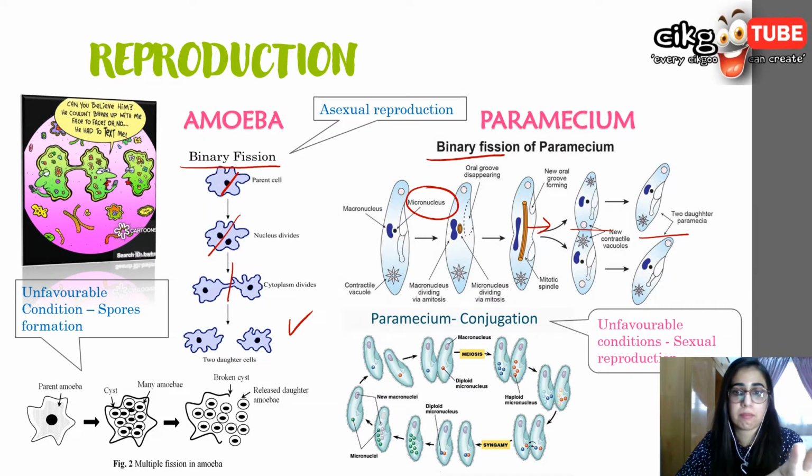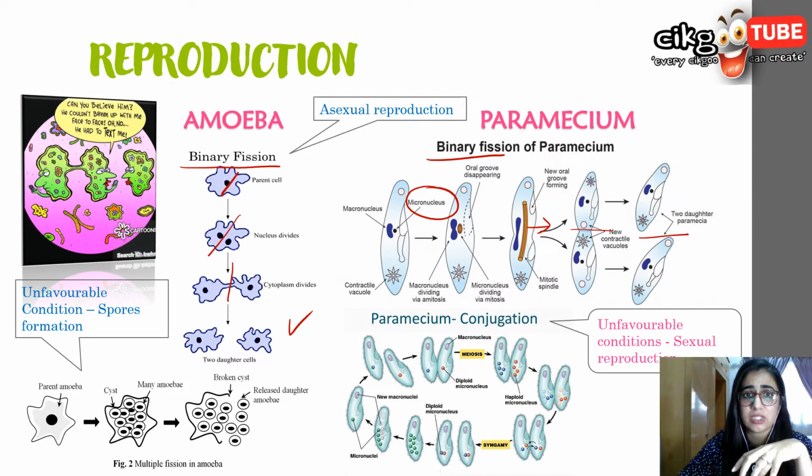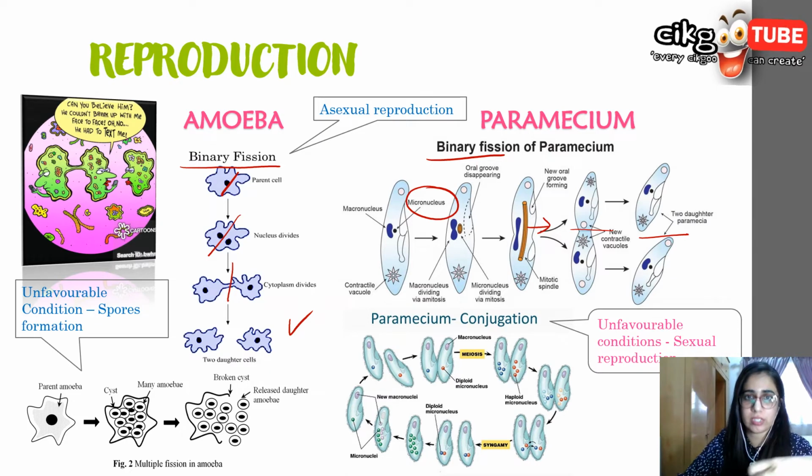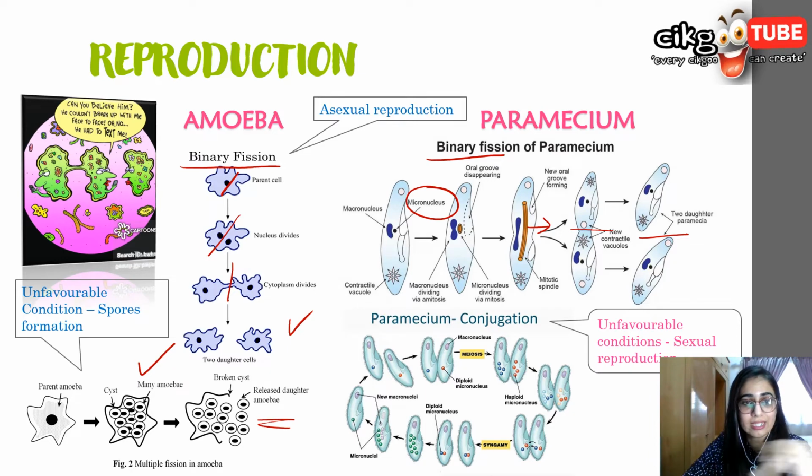Easy. But if there is unfavorable condition, that means the environmental conditions are not suitable, for example if it's too dry or very low temperature, or they have food shortage, the amoeba will form spores that will germinate when the environment improves. They only release the spores once the condition improves.